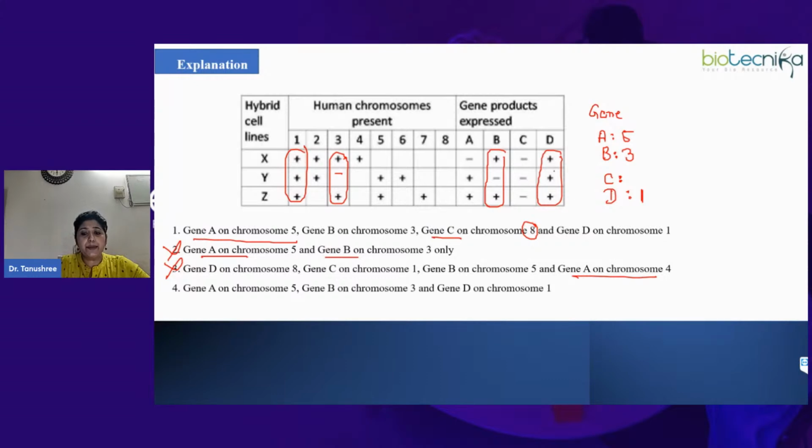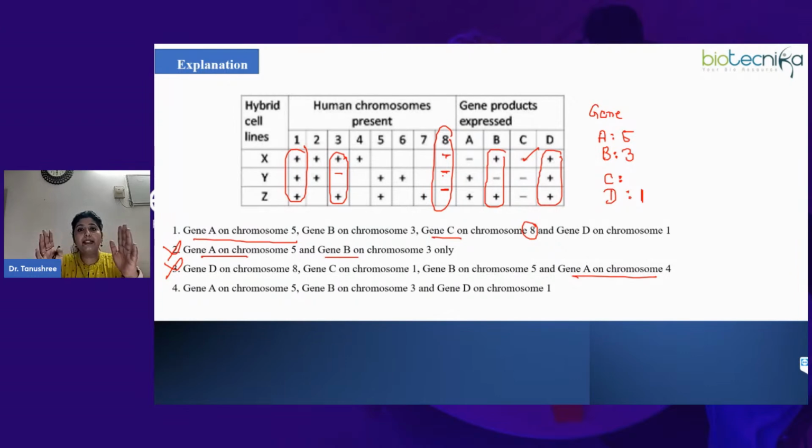Please remember, absence of the gene will not confirm anything. Presence of gene product confirms something. So although here up to chromosome 8 is mentioned and you can say that, okay, C is present on 8, this is incorrect, because maybe gene C could be present on some other chromosome. There are many chromosomes in humans, right? We have 23 we inherit from one parent, 23 from another, 22 autosomes are there, right? So definitely we cannot conclude that C is on 8.